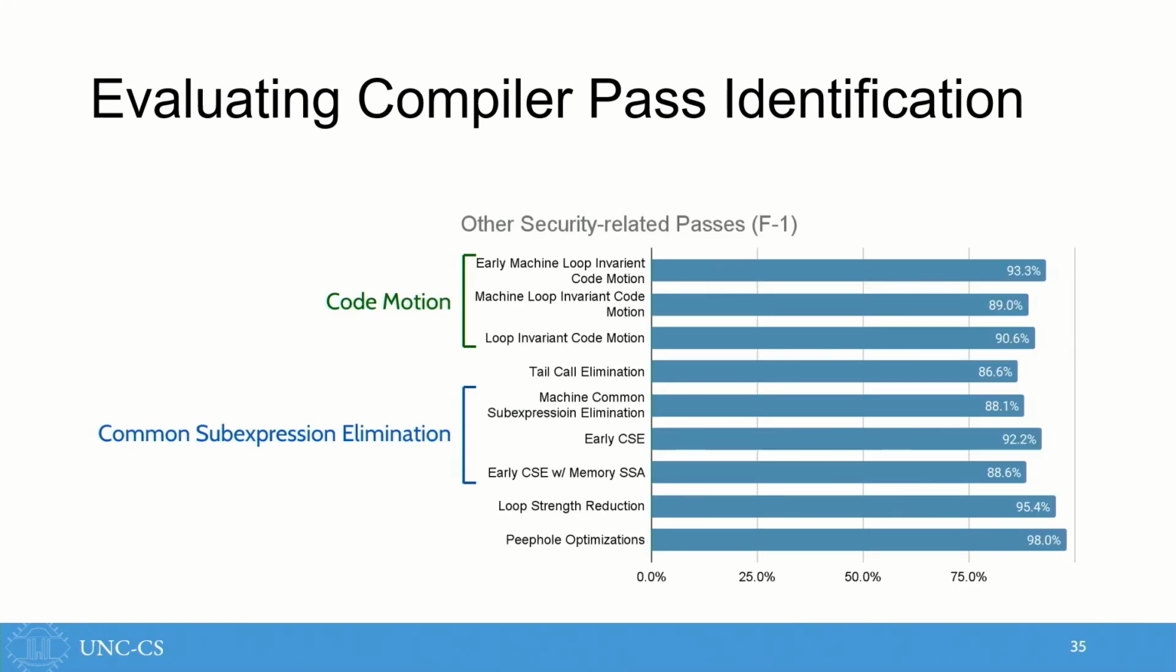In addition to dead code elimination, our classifier also achieved high F1 score on all the compiler optimizations that are described in the De Silva et al. Correctness-Security Gap paper, claimed to be having an impact on security, including code motion, tail call elimination, common subexpression elimination, strength reduction, and peephole optimizations. For all of these passes, our classifier achieved an F1 score higher than 83%.